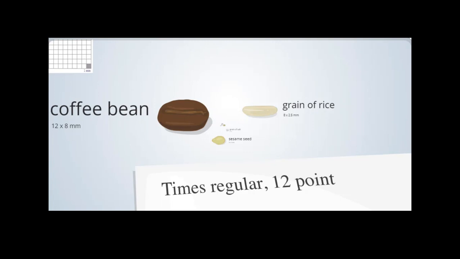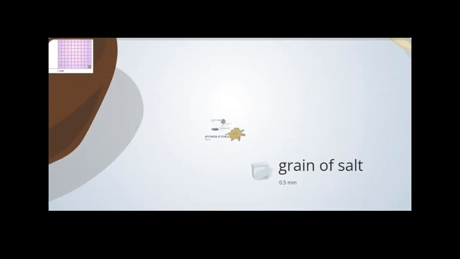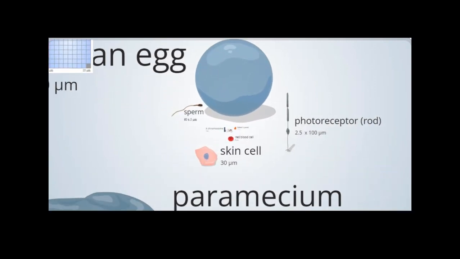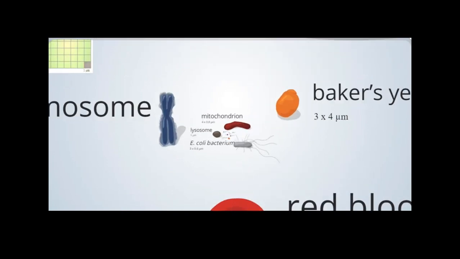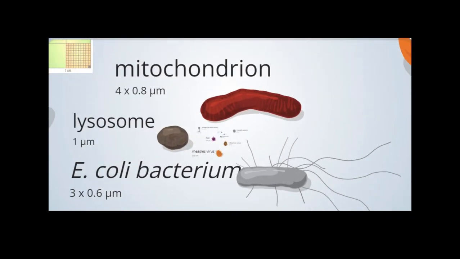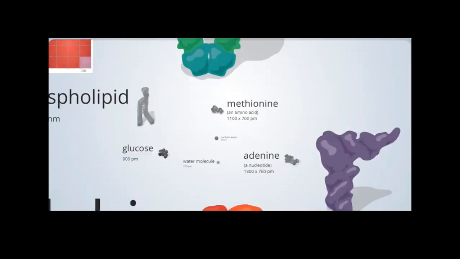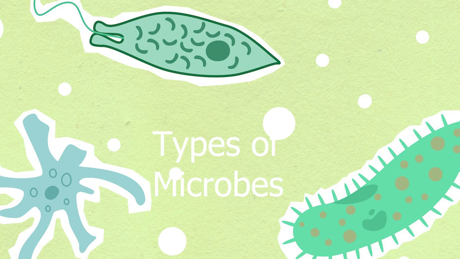The animation clearly shows the size and scale of the cell. As you can see, we are going from a coffee bean to rice to sesame seed to grain of salt to amoeba, paramecium, human egg to photoreceptor, skin cell, sperm to RBCs, chromosomes to E. coli bacterium to mitochondria, lysosomes to viruses, ribosomes, and all the way to carbon. Now we will highlight different types of life forms one by one.